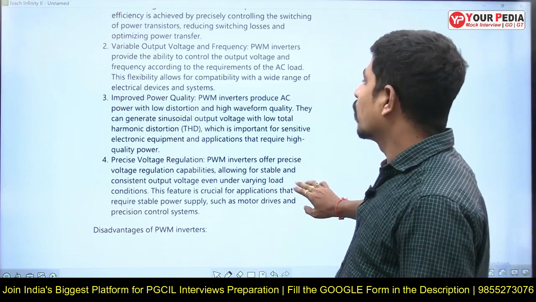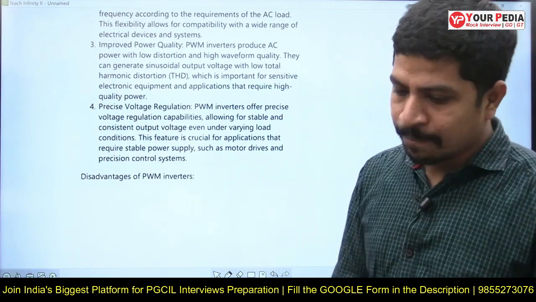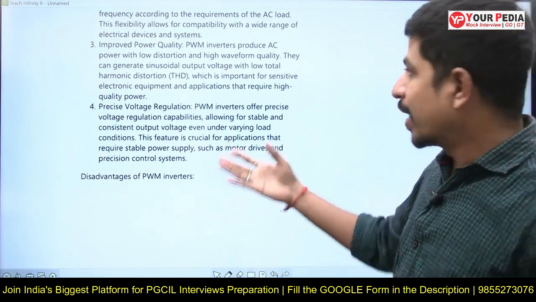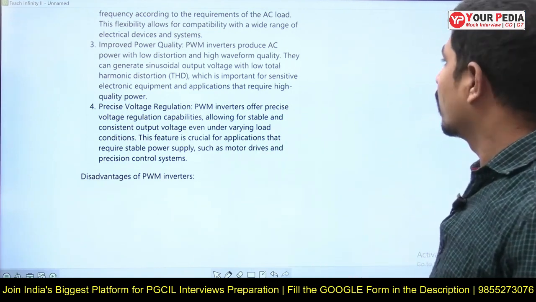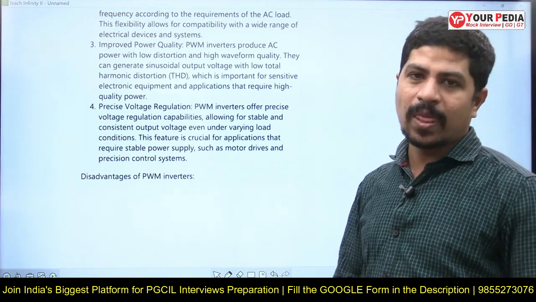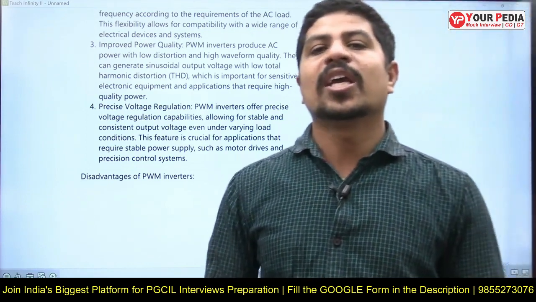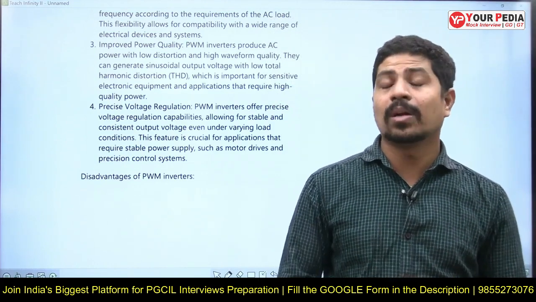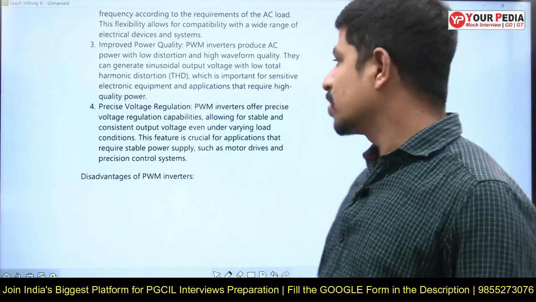And improved power quality. As it's a power converter, we have lots of features in that. PWM inverters produce AC power with low distortion and high waveform quality. We always need a pure sine wave in the inverter output. We have two types of inverters available, square wave and sine wave. If you install a square wave inverter, a fan will rotate with some noise, but if you install a pure sine wave inverter, the fan will rotate smoothly. You might have observed these things.